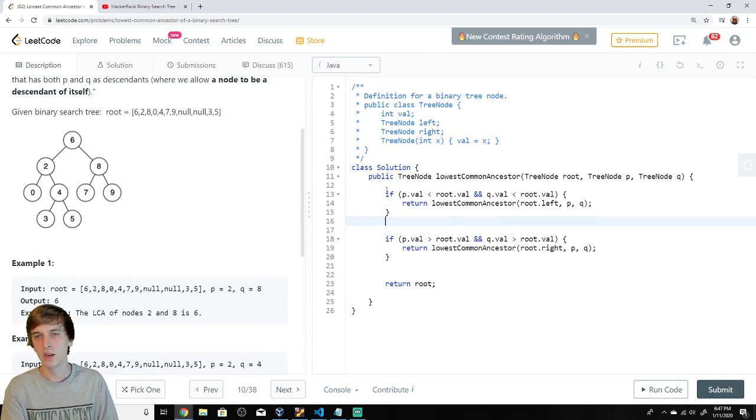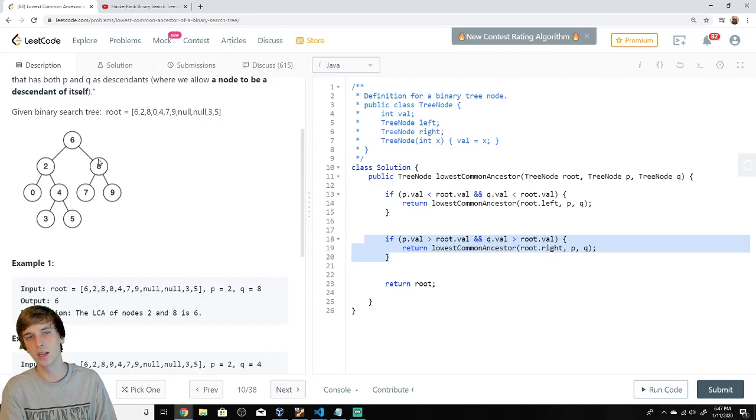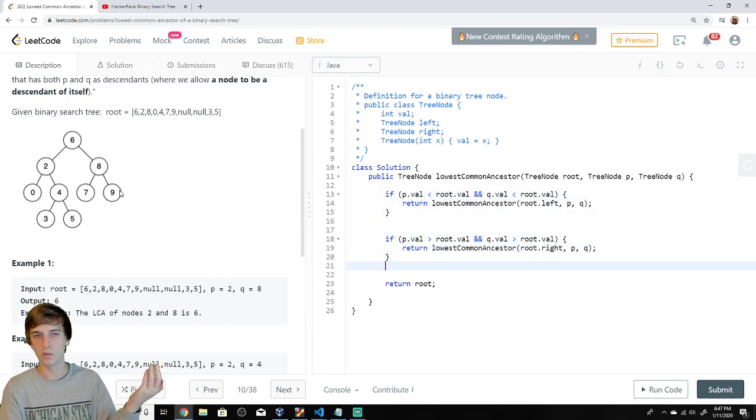It works for any single thing. 7 and 9. Okay, 7 and 9. Both of them are on the right. Hits this condition. You look. You hit 8. So you're at 6. Then you both are on the right. You hit 8. Look again. Oh, these don't get hit because the one's on the left, one's on the right. You return root. Boom. 8 is the common ancestor.